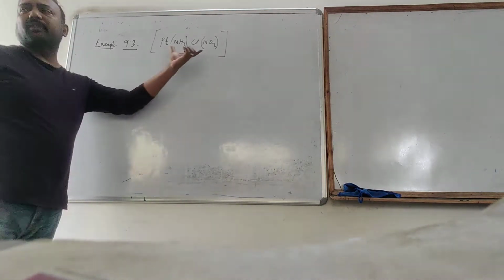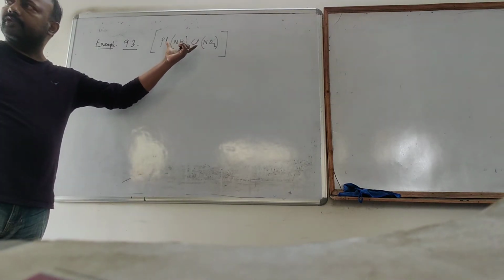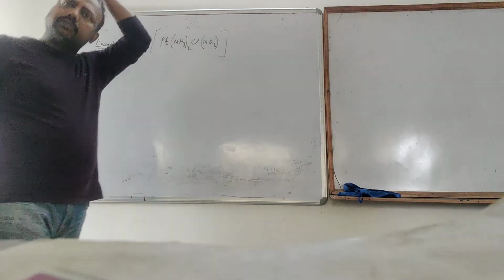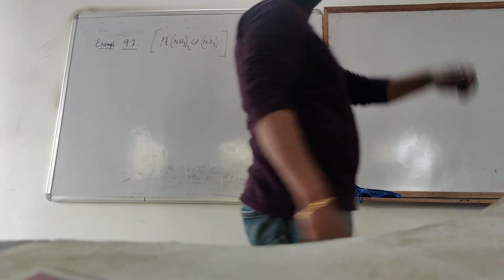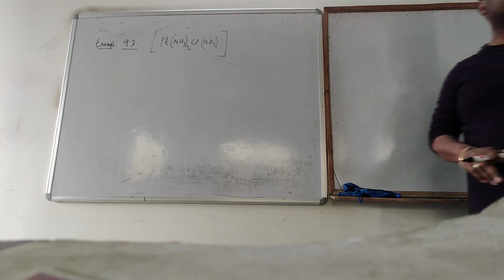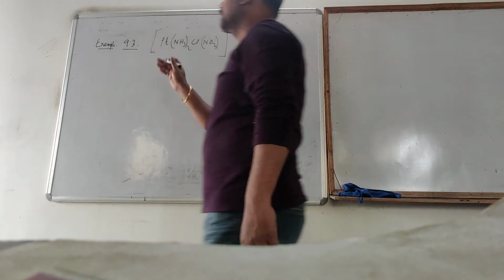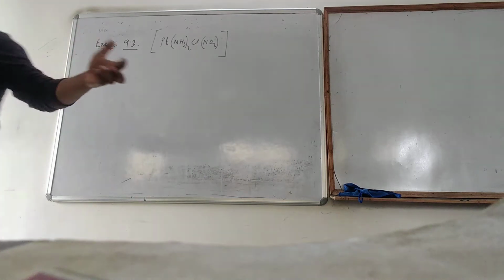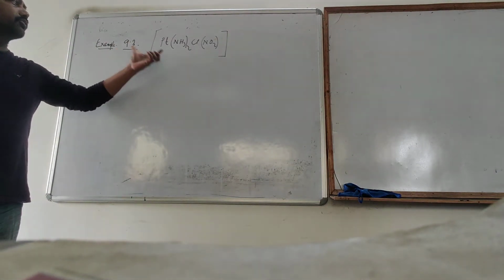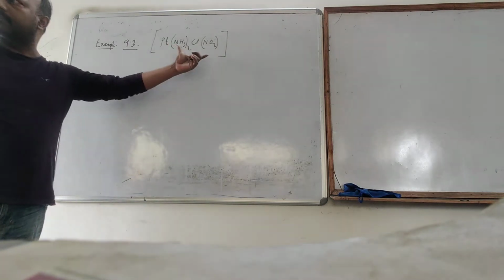So this is the complex only. There is no counter ion. Complex ion is there only. Now see the rule. First rule is that you have to name the positive ion first, whether it is complex or counter. In this case there is no question of any positive ion because the whole thing is neutral. There is no counter ion. So you have to name the complex.